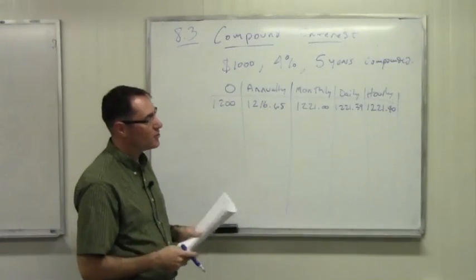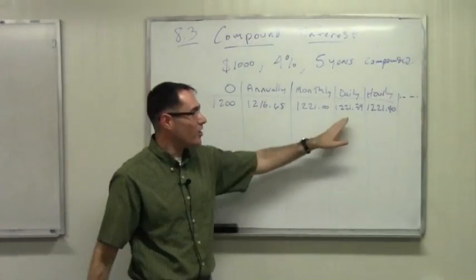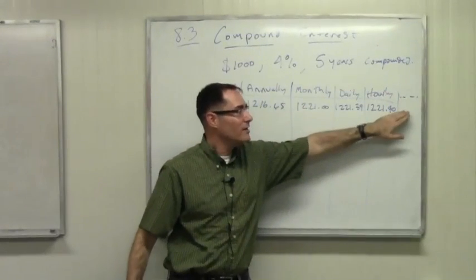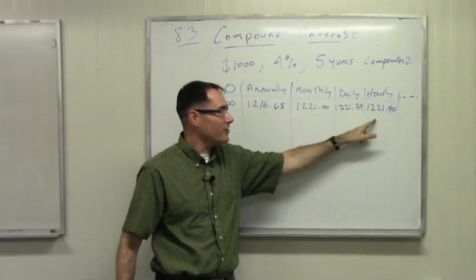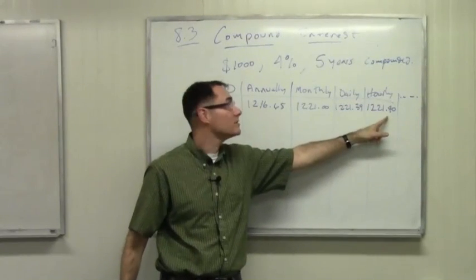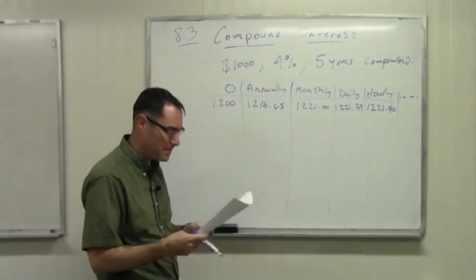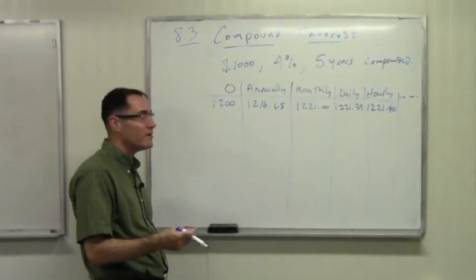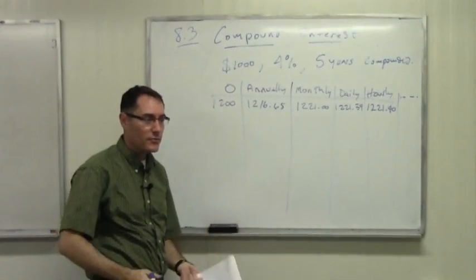Right? Could you do it minutely? You could keep doing it minutely. But look, are you ever going to get a value that's actually... you went from daily to hourly and you got 1 extra penny over 5 years. Right? So there's some sort of a limit here that leads to the idea of compounding continuously, right?